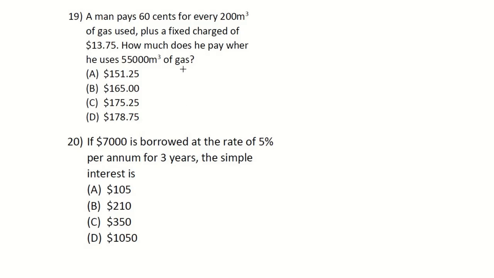How much will he pay when he uses gas? If you remember, this was usually the answer, and the answer for this was D. How did I know that? If you remember the question, they told you that the total amount paid was $178.75. For 55,000 meters cube of gas, it was costing 150, I believe. Yes, it was 150, and then you add 1375, and that is how you get this answer.